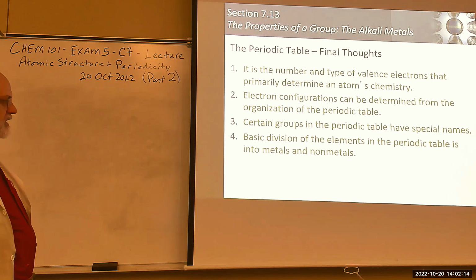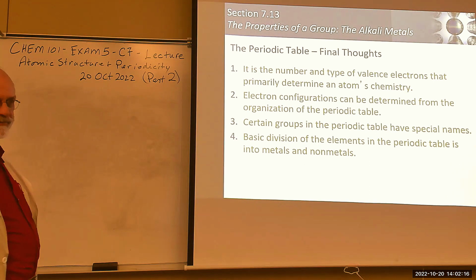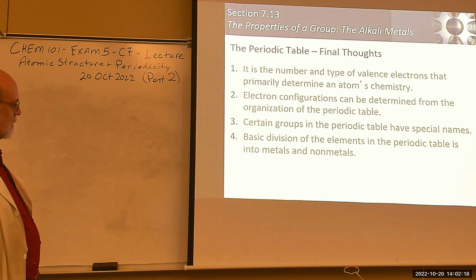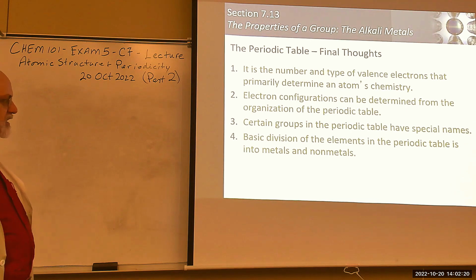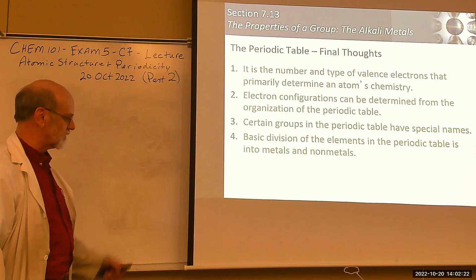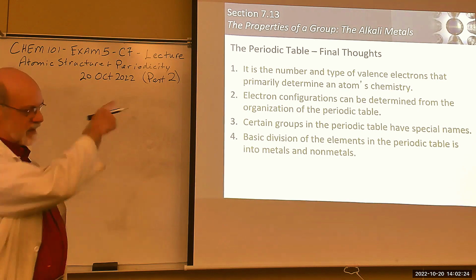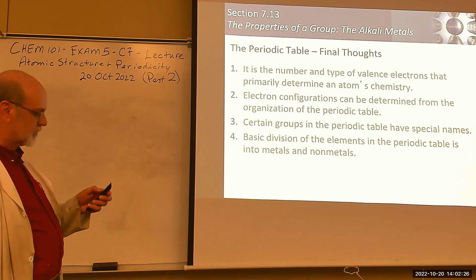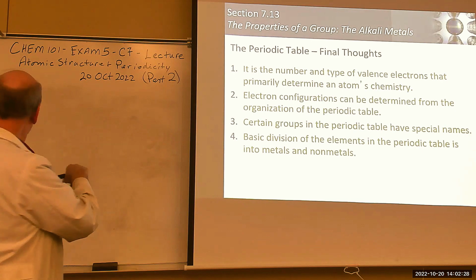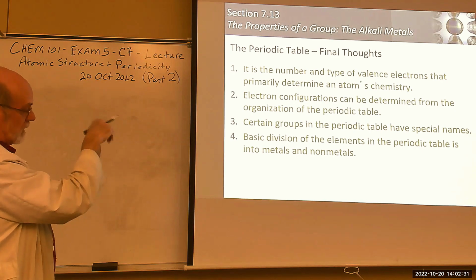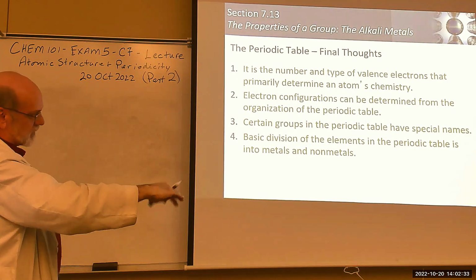Certain groups in the periodic table have special names. Well, yeah, that's true. No surprise there. The basic division of the elements in the periodic table is into metals and nonmetals. Down that black line, which starts under boron and above aluminum, and then stair steps on down.